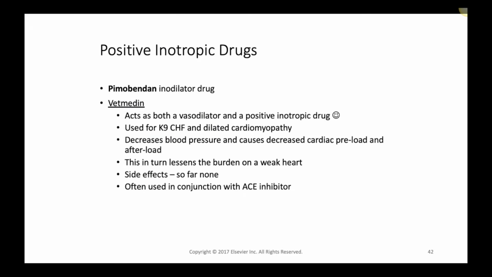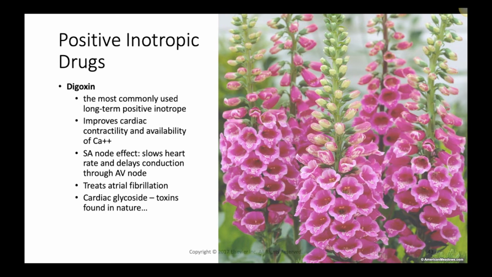So with positive inotropic drugs, pimobendan is one. It's an inodilator drug. It is known most often as Vetmedin. And it acts as both a vasodilator and a positive inotropic drug, which is great. It's used for canine congestive heart failure and cardiomyopathy. It decreases blood pressure and causes decreased cardiac preload and afterload. This in turn lessens the burden on a weak heart. So far, so good. There aren't that many side effects, if at all. It's often used in conjunction with an ACE inhibitor.